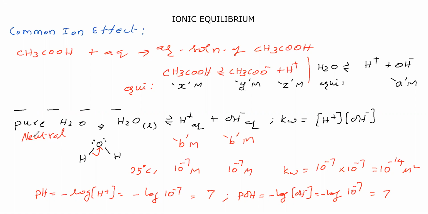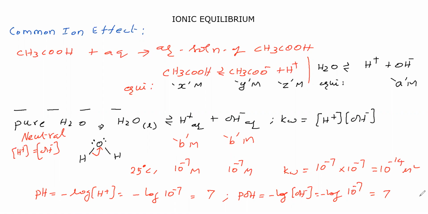Why do we say pure water is neutral? Because the concentration of H plus is equal to the concentration of OH minus. Why? Because the concentration of H plus is equal to the concentration of OH minus. That's why pure water is neutral. So what is the pH now? The pH of pure water is 7 at 25 degrees Celsius.